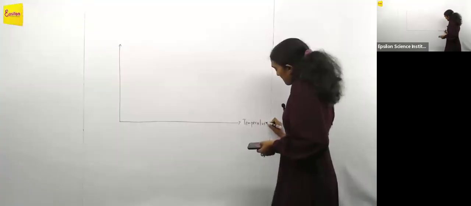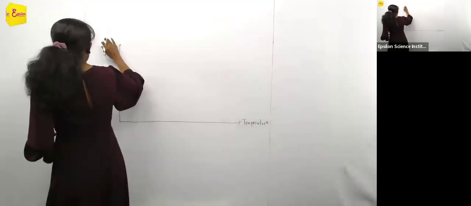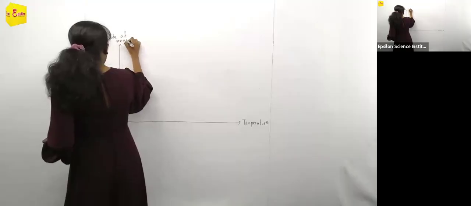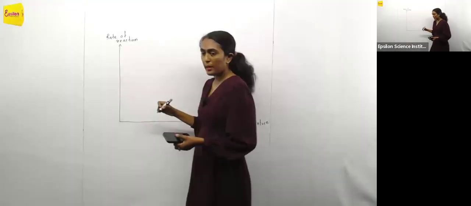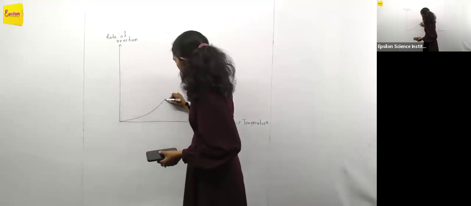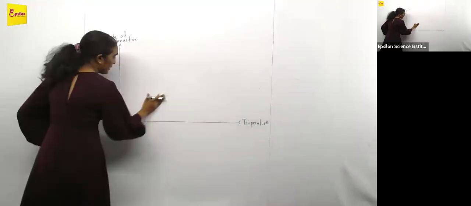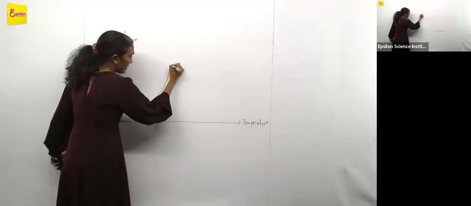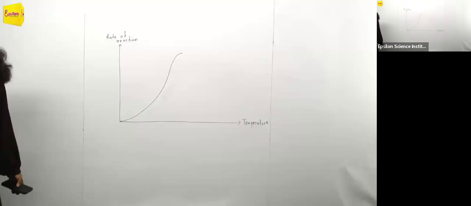Others, what is the graph that you are getting here? This side it is temperature. This is good for you guys that you also have not done the graph properly. Rate of reaction. Graph right. So here at the beginning, the graph goes like this. That is an acceleration, but there's a deceleration too at this place, right?